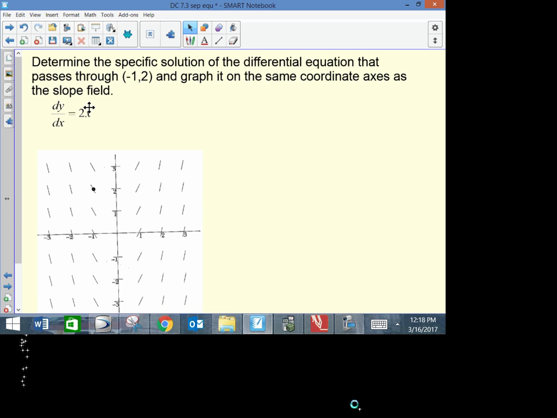Specific solution. Now, I made this slope field. It's not perfect, and it's far apart, but I still think you can graph the point negative 1, 2, with dy dx equals 2x. Are we solving the equation too? Maybe. I think that's next, yes. What does it look like?